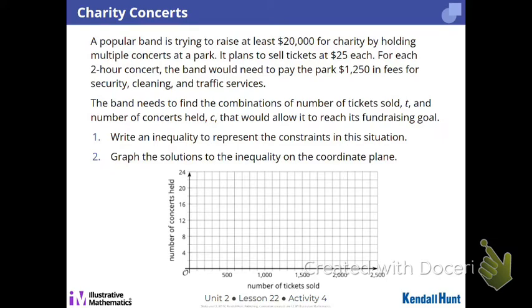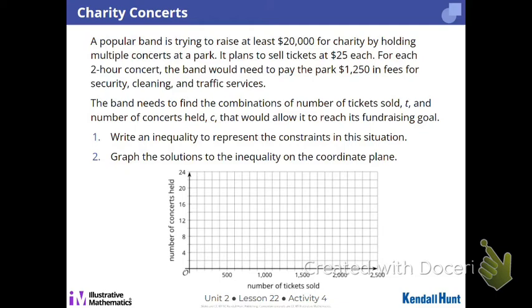We need to raise at least 20,000. I shouldn't say bands for this. $20,000 because it's bands raising money. Does $20,000 work if we need to raise at least 20,000? Yeah. Okay. Here's how we're going to get there. Tickets are $25 each, and every concert's 2 hours. So each concert, you have to pay $1,250 for services like security, parking, all that stuff. It costs money to put on a concert, right?